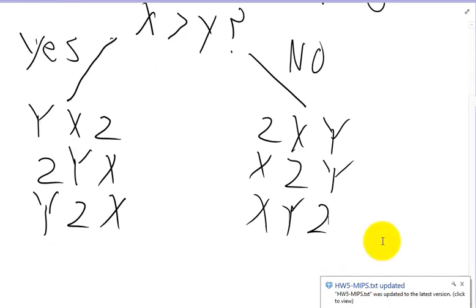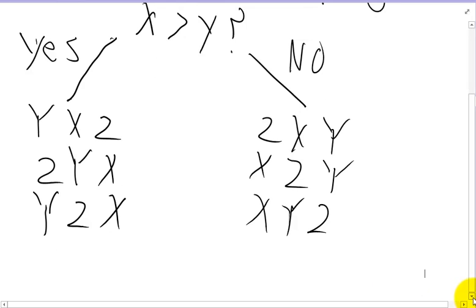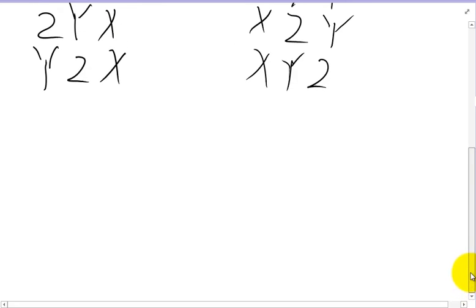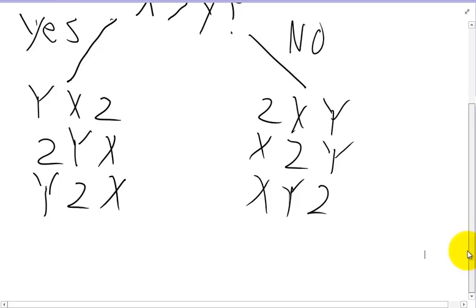Now we're going to go down here and see the other decisions we made, because we want to make a tree to explain every sorted situation. So up here I can then ask, is x greater than z?